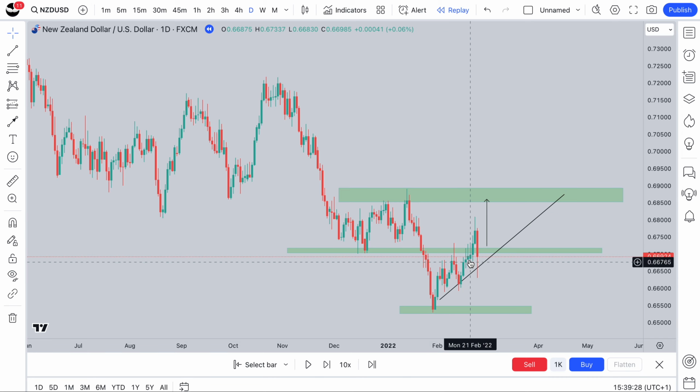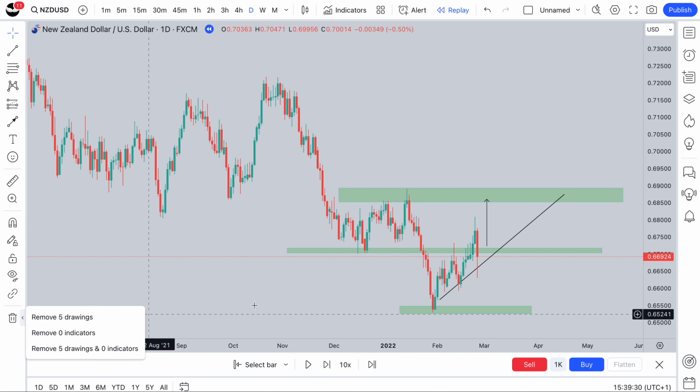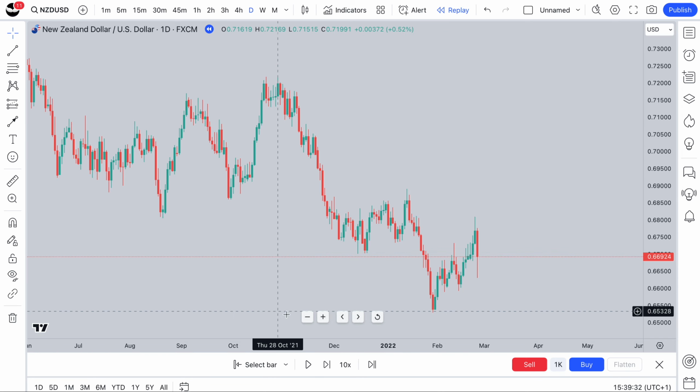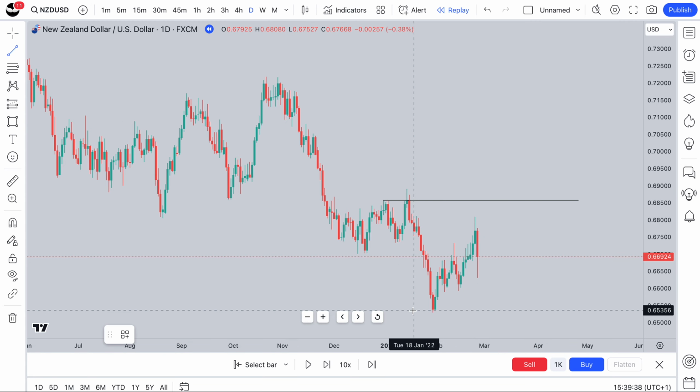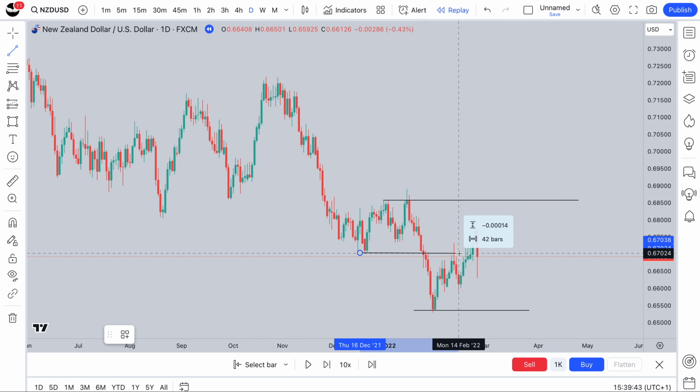But what I'm also thinking is that if we just delete all this stuff and we just focus on the recent price action. So let's just say we keep this in mind. We keep this in mind as well, right? And we keep this in mind too. But as we can see, price has not really been respecting it.